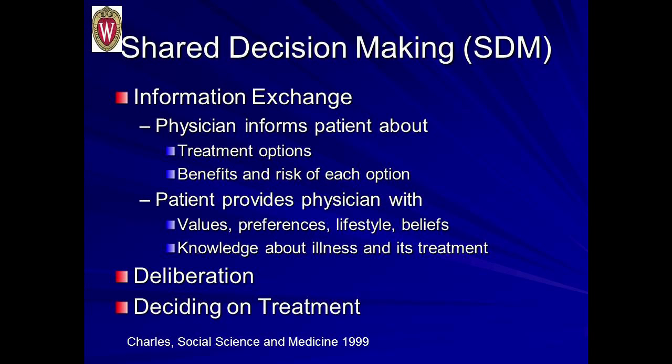So information exchange. The physician has to inform the patient. And what do they inform the patient about? The different treatment options, the benefits and the risks of each option. So you need to know how to appropriately tell your patient what are the risks, what are the benefits for these options I'm presenting. The patient, then, on the other hand, has to provide information back to the provider. So the patient has to give the clinician information about their own values and preferences, lifestyles and beliefs, and what they know about the illness and its treatment. Then there's a deliberation period where you kind of get together and discuss it and ultimately decide on a treatment together. So that's really what shared decision-making is. Sometimes it falls more in the patient education than the true shared decision-making.